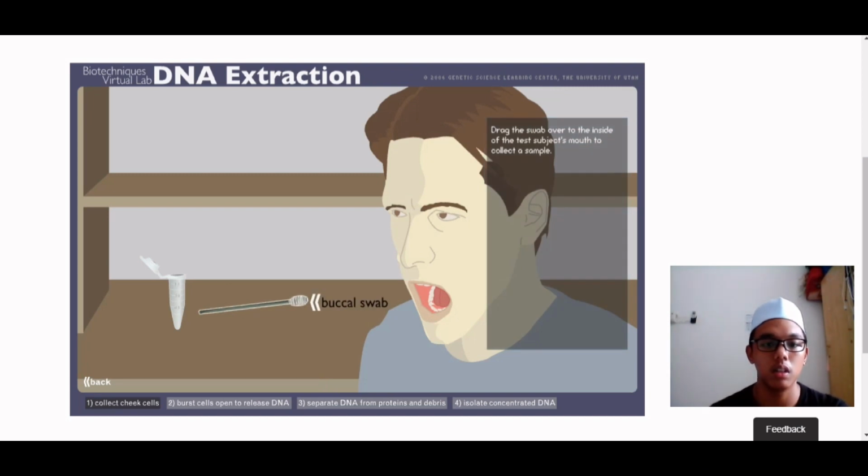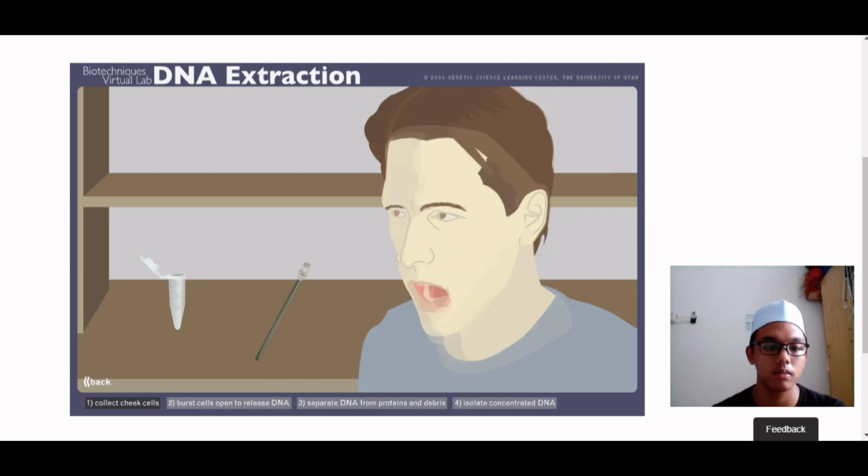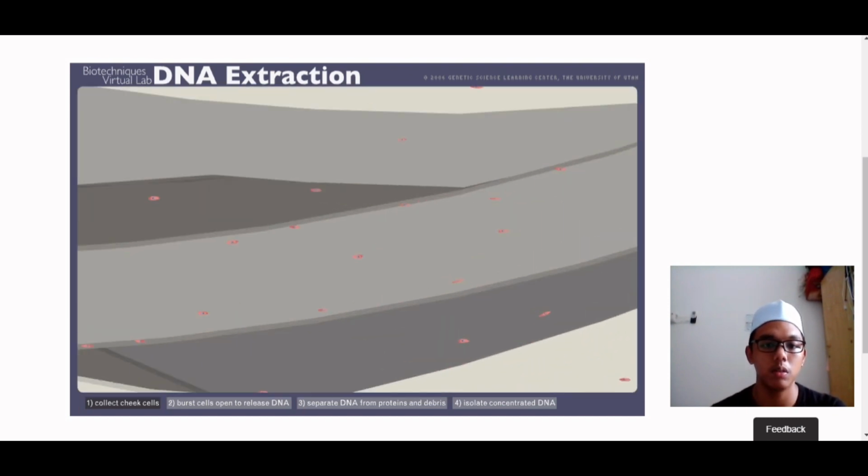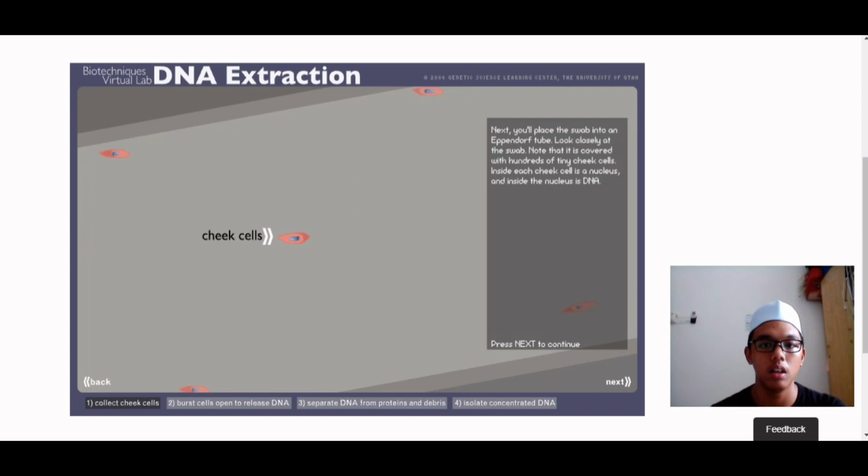The first step is I will drag the swab over to the inside of the test subject's mouth to collect a sample. Here we will get the cheek cells. We will place the swab into a labeled tube. We will look closely at the swab and take note that it is covered with hundreds of tiny cheek cells. Inside each cheek cell is a nucleus, and inside the nucleus is DNA.